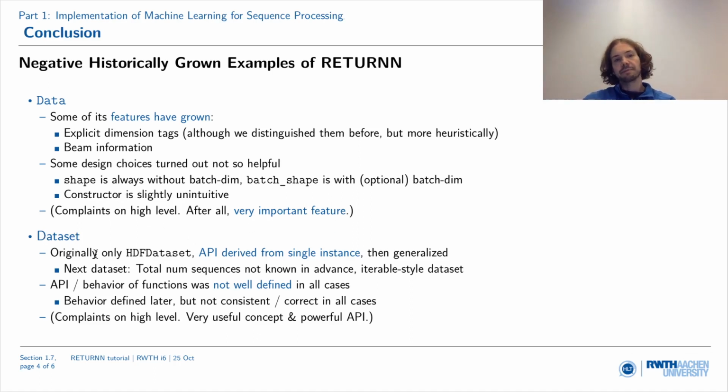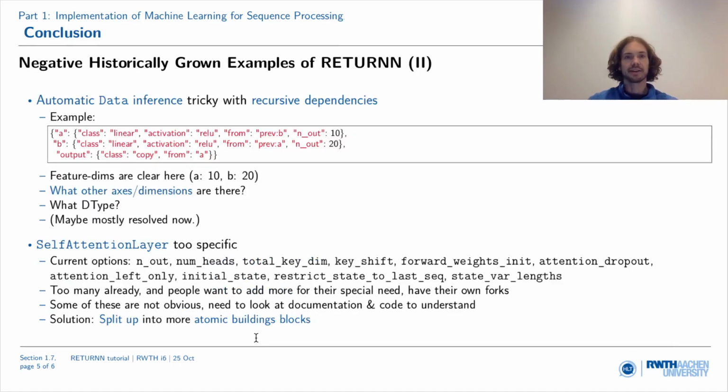The dataset API was also historically derived from a single dataset. There were no multiple datasets, and then it was generalized from that. And when you do that, it grows in a non-controllable way. So it's not so well defined in all cases, and this leads to inconsistencies. But again, after all, having some API like dataset turned out very useful. Also, this dataset is more powerful than in TensorFlow, so it's still more generic than that.